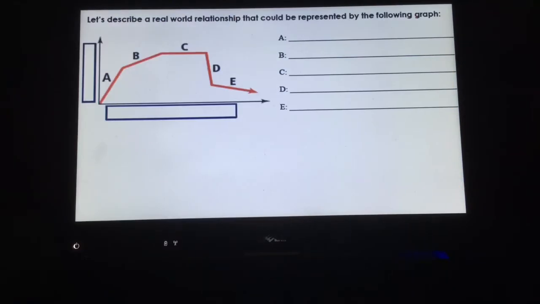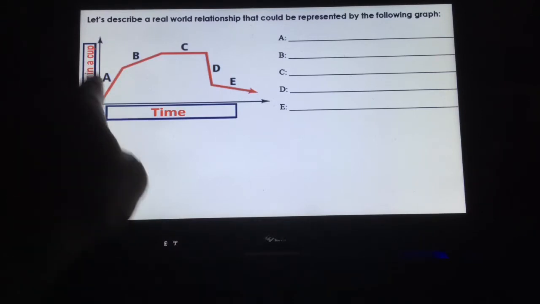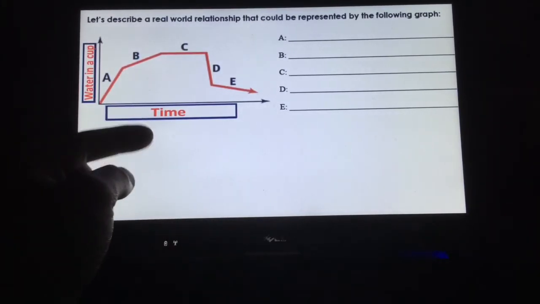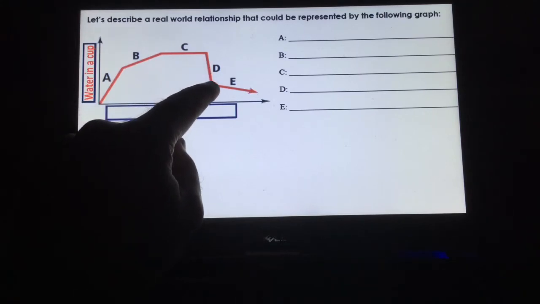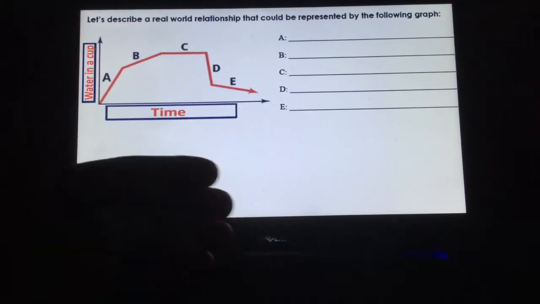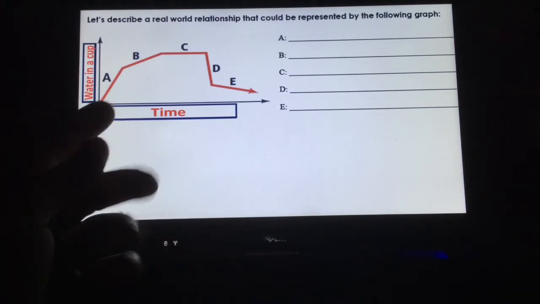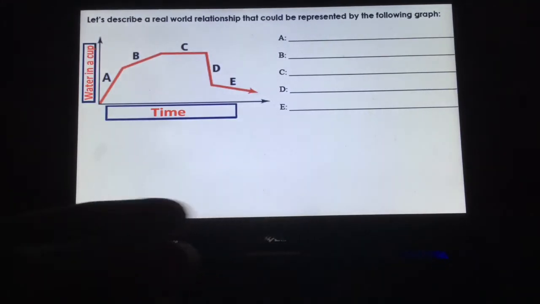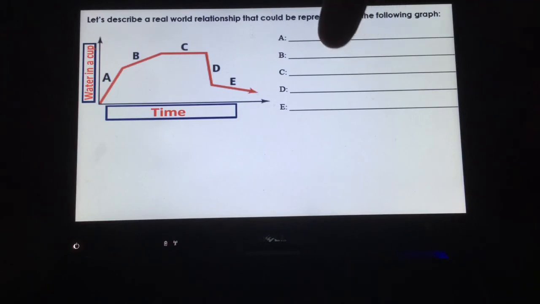So here's the graph, and what this graph has for the independent and dependent variables are time and water in a cup. Okay, now just so you guys know, here's a little hint for you. If the graph is increasing, that means the amount of water inside the cup is increasing. If the graph is decreasing, that means the amount of water inside the cup is decreasing. Now, there are more than one spots where it's increasing and decreasing, so you have to try to figure out which one of these scenarios would go in these spots over here for A, B, C, D, and E.